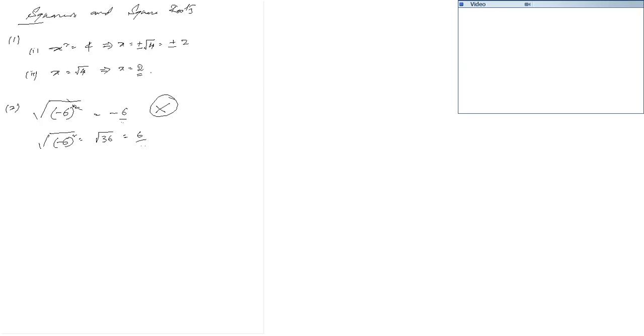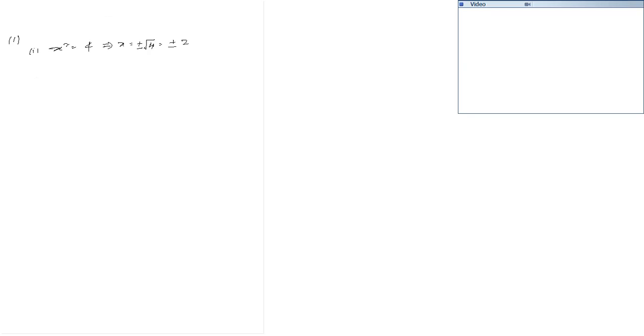Then we'll do an important question. Done? Okay? Right, Ankit? Yeah. Yes. So let's go to the next question again. This says: is square root of x minus 5 whole square equal to 5 minus x? Again, it's a yes or no data sufficiency question.